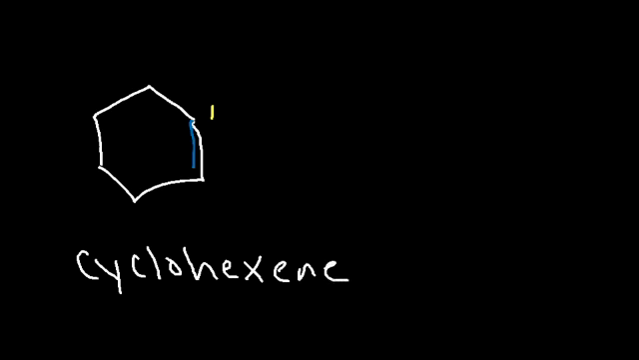Now, how would you name this? Now, it's automatically assumed that the double bond is going to be on carbon 1. So this is simply cyclohexene. You don't have to say 1-cyclohexene. It's just cyclohexene.